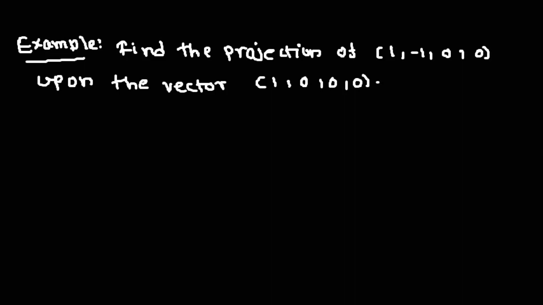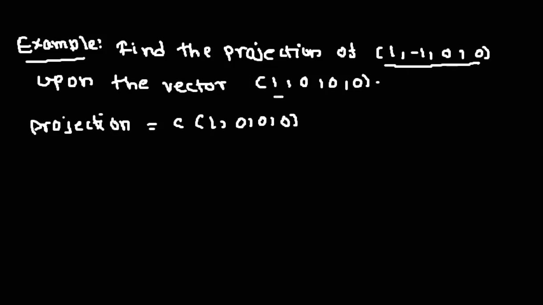So what is going to be the projection vector? We know the formula: the projection is going to be the constant C times the vector on which we have to take the projection. So we write C into 1, 0, 0, 0, because we are taking the projection of this vector upon this line. Now how to calculate C? We know the formula: C is alpha dot beta by beta dot beta. So what is alpha dot beta over here? Alpha is 1, -1, 0, 0, and beta is 1, 0, 0, 0.